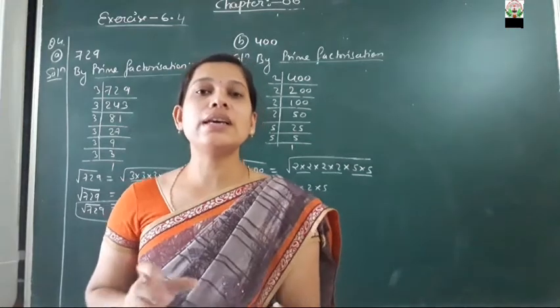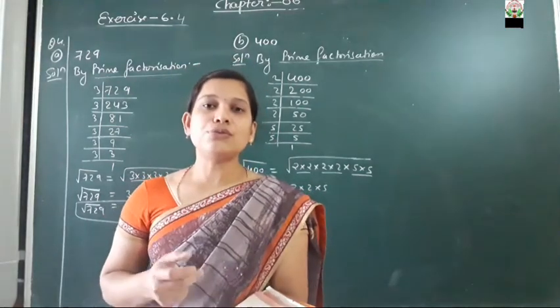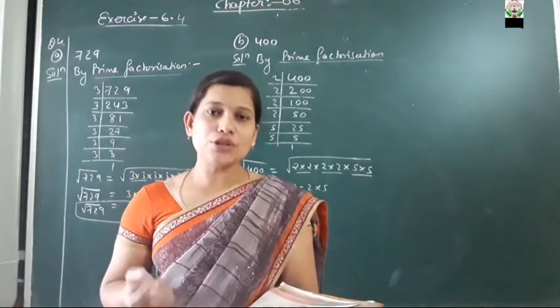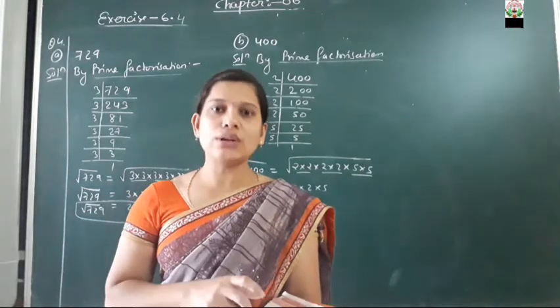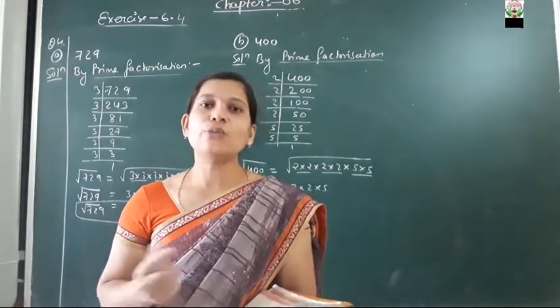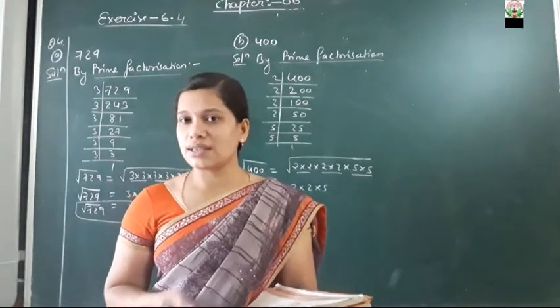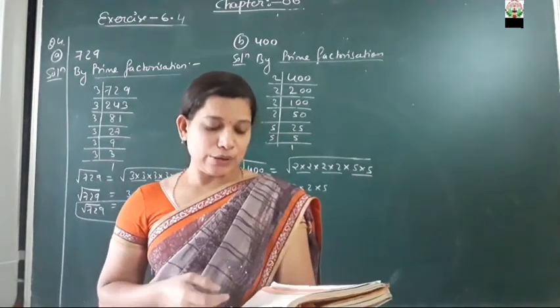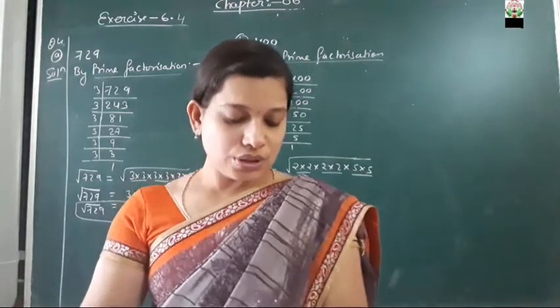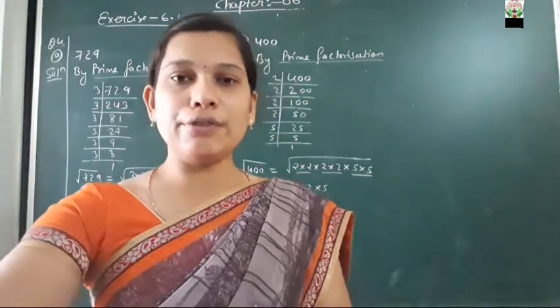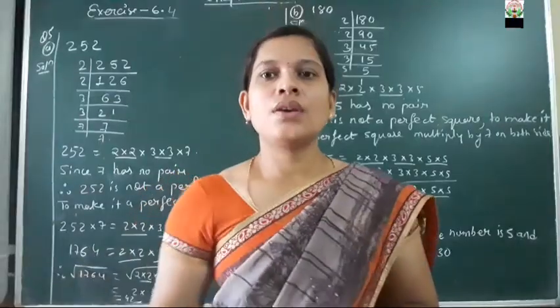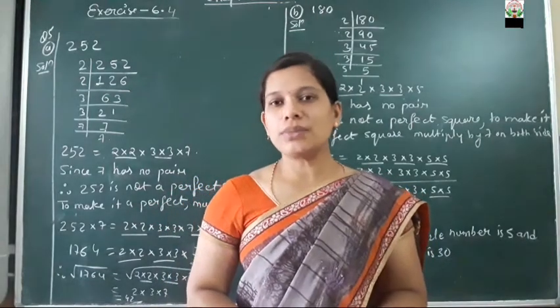So dear students, here we have to find a number which should be multiplied with the particular number given in the question to make a perfect square. You had already studied this question in class 6th also, so I will explain how to do it. What is the question we are having? The question is 252. So here we are going to see question number 5.